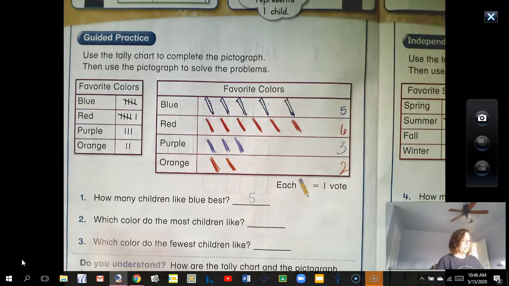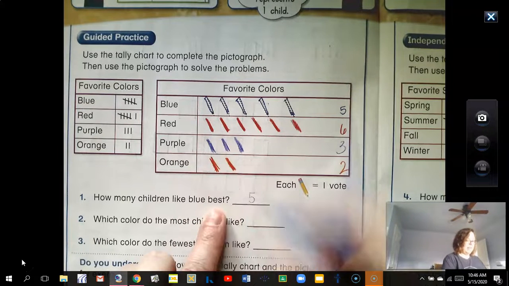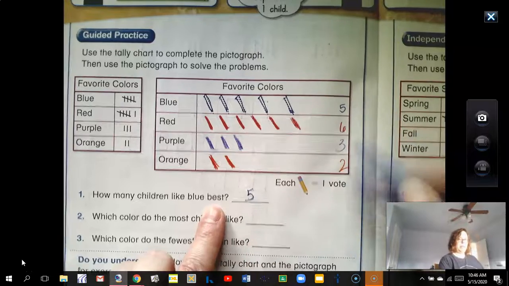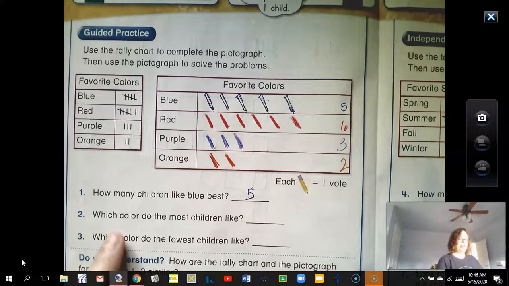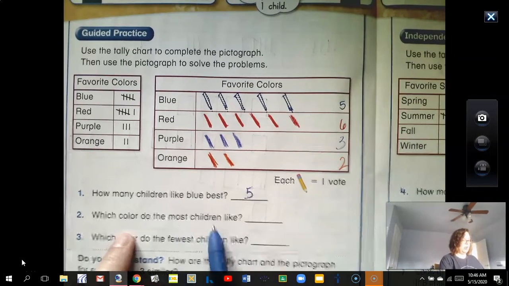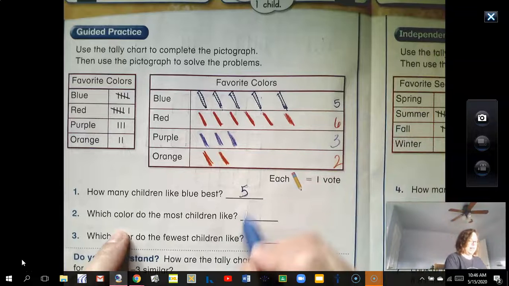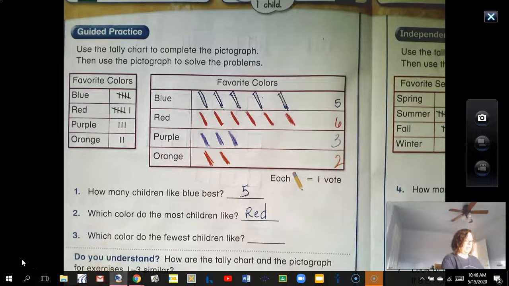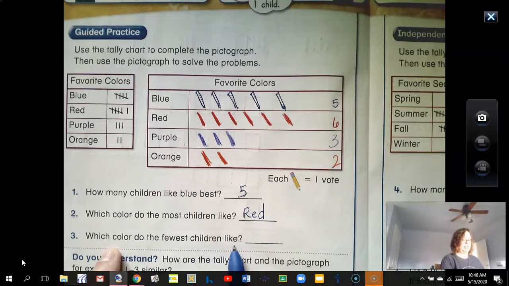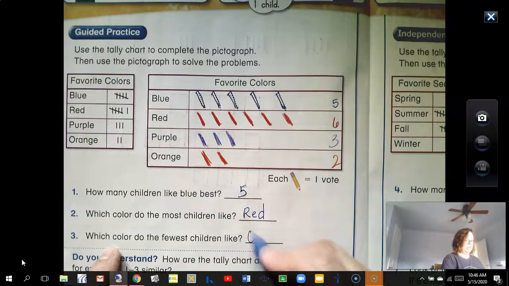Okay, so how many children like blue the best? 5. Notice how I put the numbers here easily so I don't have to keep counting every time. Which color do the most children like? Red. Which color do the fewest children like? Orange.